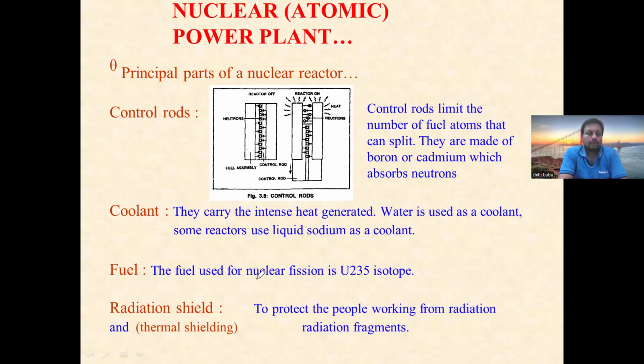Then uranium fuel. The fuel used for nuclear fission is uranium 235. Then we are using a radiation shield. The thermal shielding will be protecting the people working from the radiation and radiation fragments. So the radiation shield is used in the nuclear reactor. So these are the important components of the nuclear reactor, the main parts of the nuclear reactor.